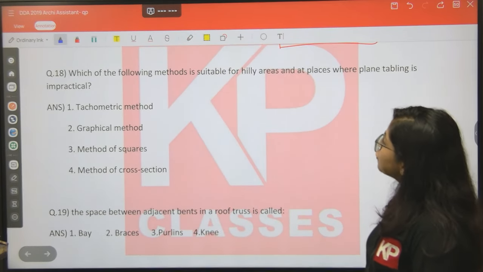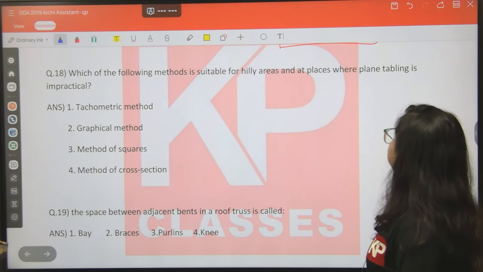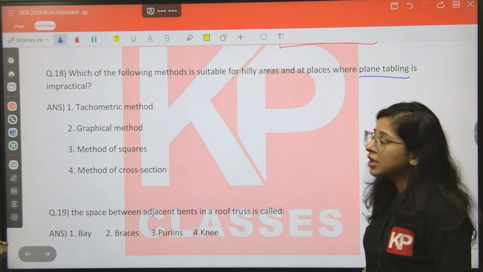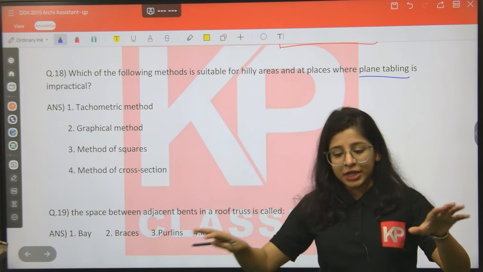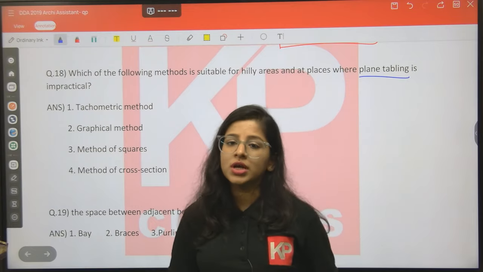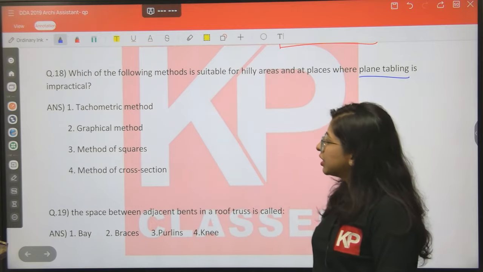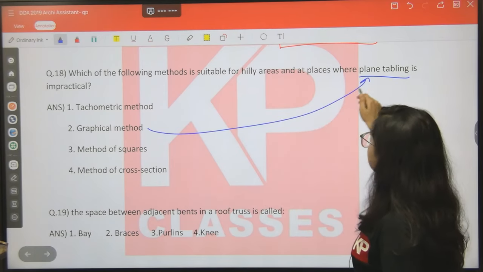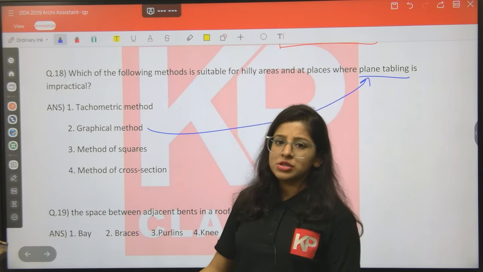Number 18. Which of the following methods is suitable for hilly areas and at places where plain tabling is impractical? Plain tabling is a survey method. So in hilly areas, what happens with plain tabling? You have to set up a plain table. There's a table kind of thing, with different equipment attached to it. That's a plain table used for survey. So in hilly areas, it is generally not very useful. Plane table is kind of a graphical method, okay? So plane table is not suitable.